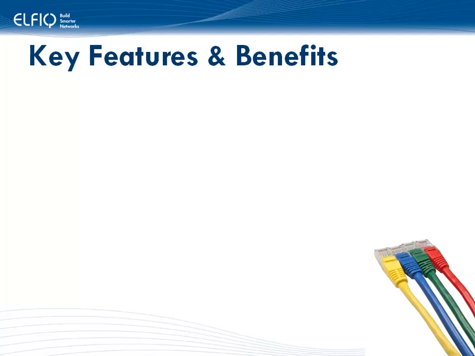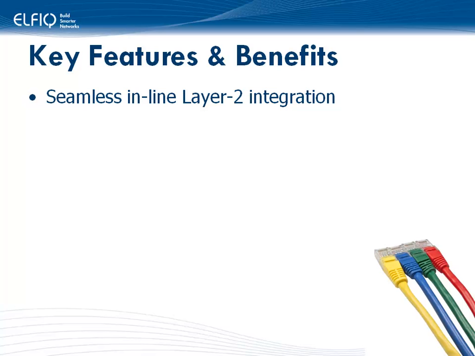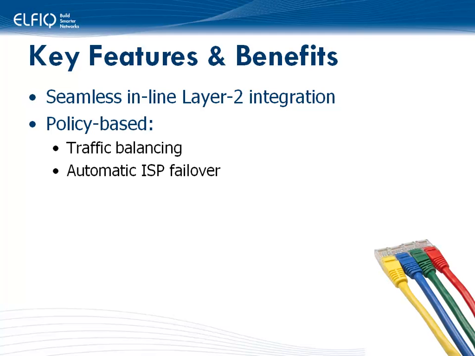These are the benefits associated with the features of running a link balancer in an organization's environment. Elfiq makes this wonderful device which has a seamless, inline, transparent layer 2 integration, which means your organization doesn't need to reconfigure its firewall to include this kind of product. It is a policy-based product, so you can define traffic balancing and automatic failover rules that will fit your organization's criteria. Quality of service is built in, so we can ensure that applications or services have the right amount of bandwidth.